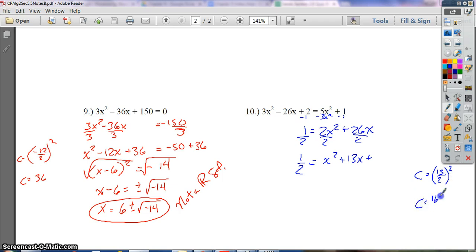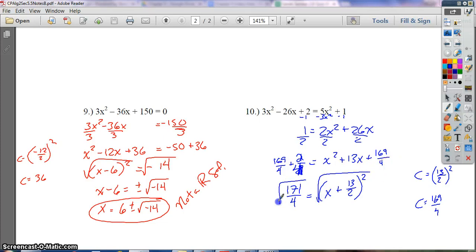So this is 169 over 4. So I'm going to add 169 over 4. Over here, I'm going to make this now 2 over 4, so I can actually add those. That would be 171 over 4. That's going to be equal to x plus 13 over 2 squared. Think: 13 over 2 plus 13 over 2 would be 26 over 2, which is 13. And 13 halves times 13 halves is 169 over 4. So 13 over 2 squared is 169 over 4.